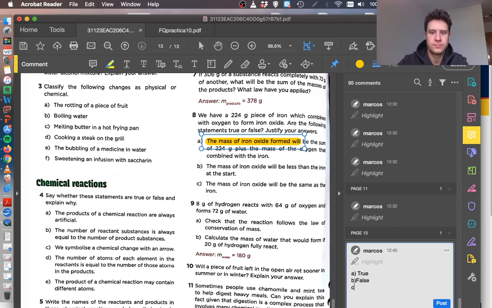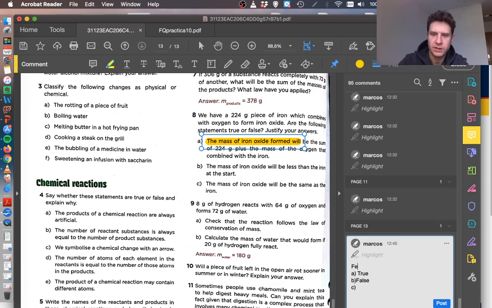C: The mass of iron oxide will be the same as the iron? No, it will be more, because we have iron and oxygen, and then we have iron oxide. Yes? I will write it here. So, false.